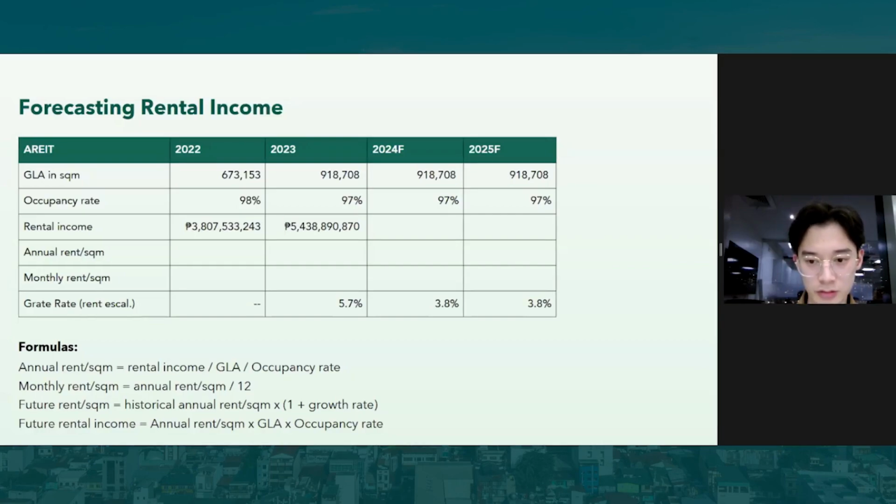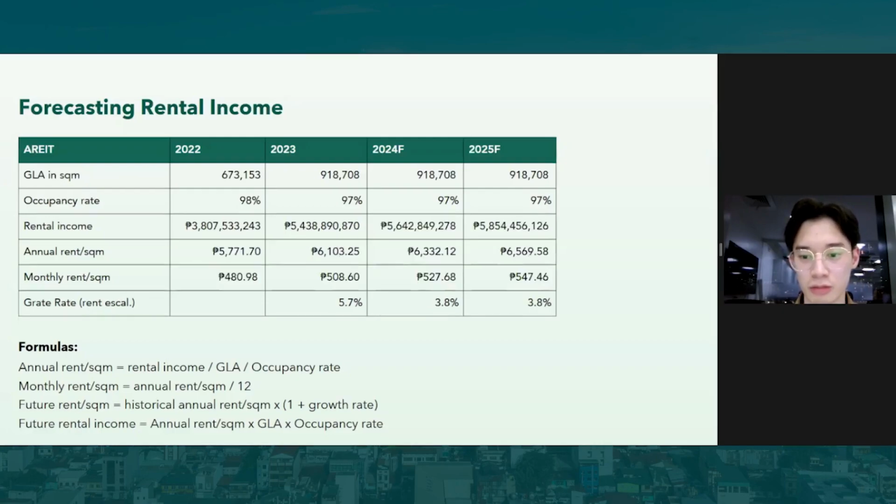And then once we have those figures, we have to grow the monthly rent or the annual rent per square meter by the growth rate or rent escalation. And once we've done that, we can finally compute the rental income for 2024 and 2025, which is simply the annual rent times GLA times occupancy rate. On the next slide, we'll see a completed table.